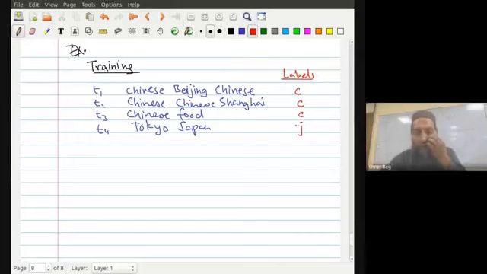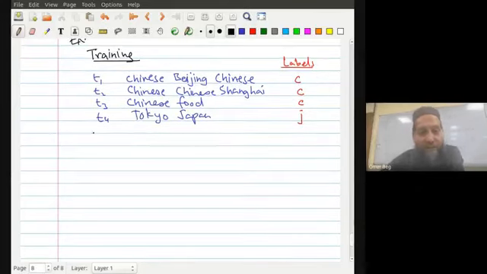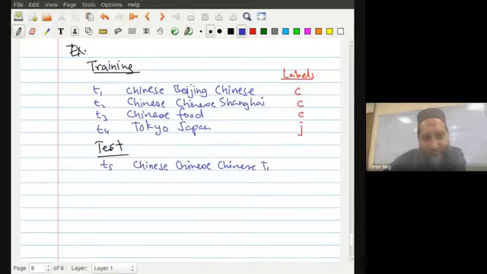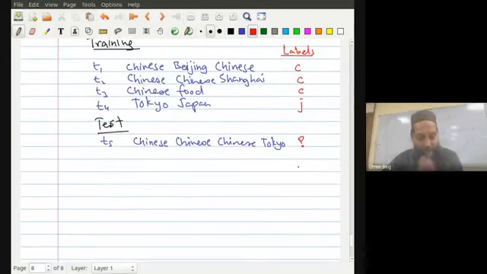So you have a binary classification problem in which you are trying to distinguish things Chinese and Japanese in this short example. And you have test data, and let's say you have just one sentence in this test data that says Chinese, Chinese, Chinese, Tokyo. Okay? And this has been labeled as question mark. You need to figure out what the label for this is.